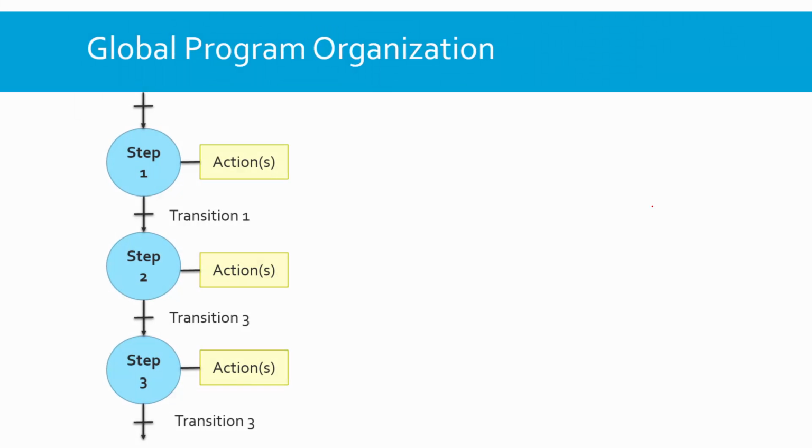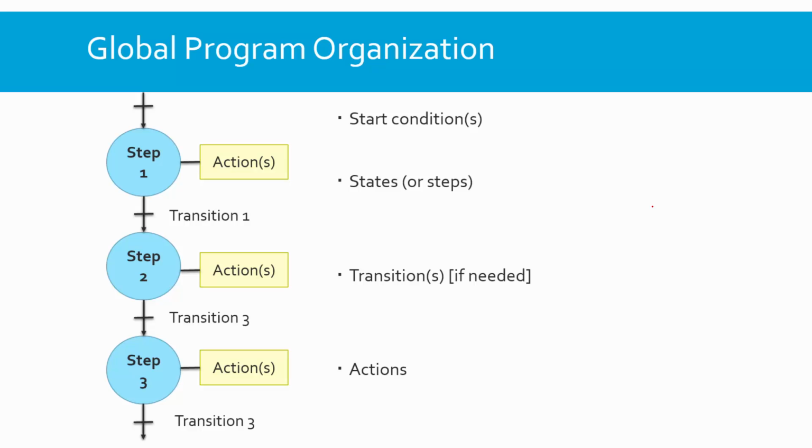So once you've determined the diagram, the following program organization is recommended. Start conditions at the beginning, states, transitions if needed, and actions at the end. Although some PLCs can be programmed by a language called GraphZ, most can't. So we'll focus on making this program in a ladder language for PLCs.